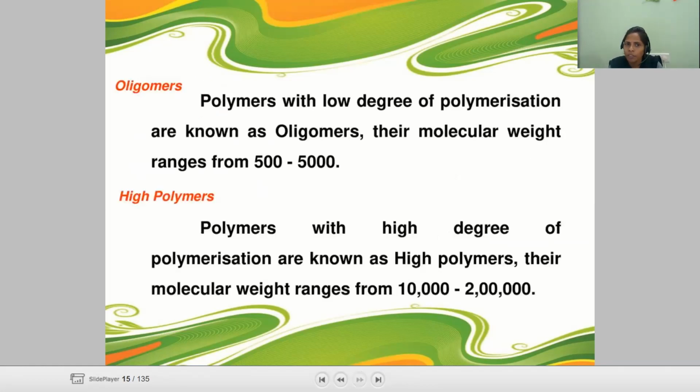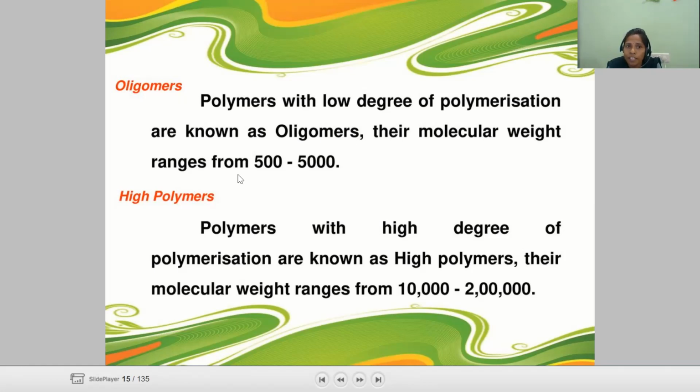And which are not part of our syllabus, but I'm giving the definitions. Oligopolymers, high polymers: till the previous definitions, those are part of our syllabus, but oligopolymers and high polymers are not part of our syllabus. Oligopolymers means polymers with low degree of polymerization. That means the N value is less. Those are called the oligopolymers.